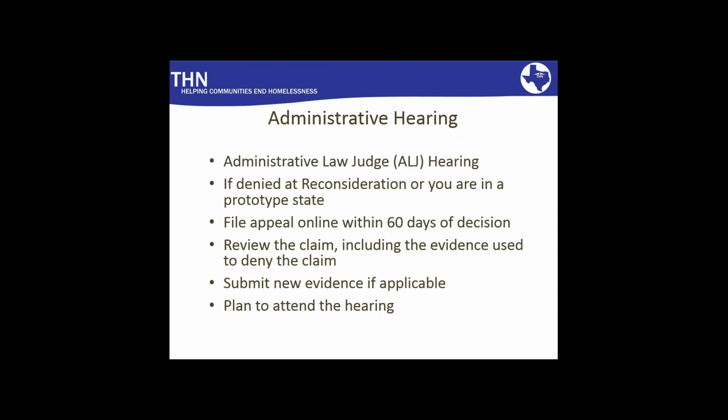So around an administrative hearing, this hearing is with an administrative law judge. You can have an administrative hearing if you're denied at reconsideration and you're not in a prototype state, so we don't have to worry about that. And you can file an appeal online within 60 days of the decision to get an administrative hearing. They will review the claim, including the evidence used to deny the claim. You can submit new evidence if applicable, and you should definitely plan to attend the hearing. So this happens pretty quick. They're going to hear the evidence, and you can submit new evidence if it's applicable, when you show up for the hearing or previously.